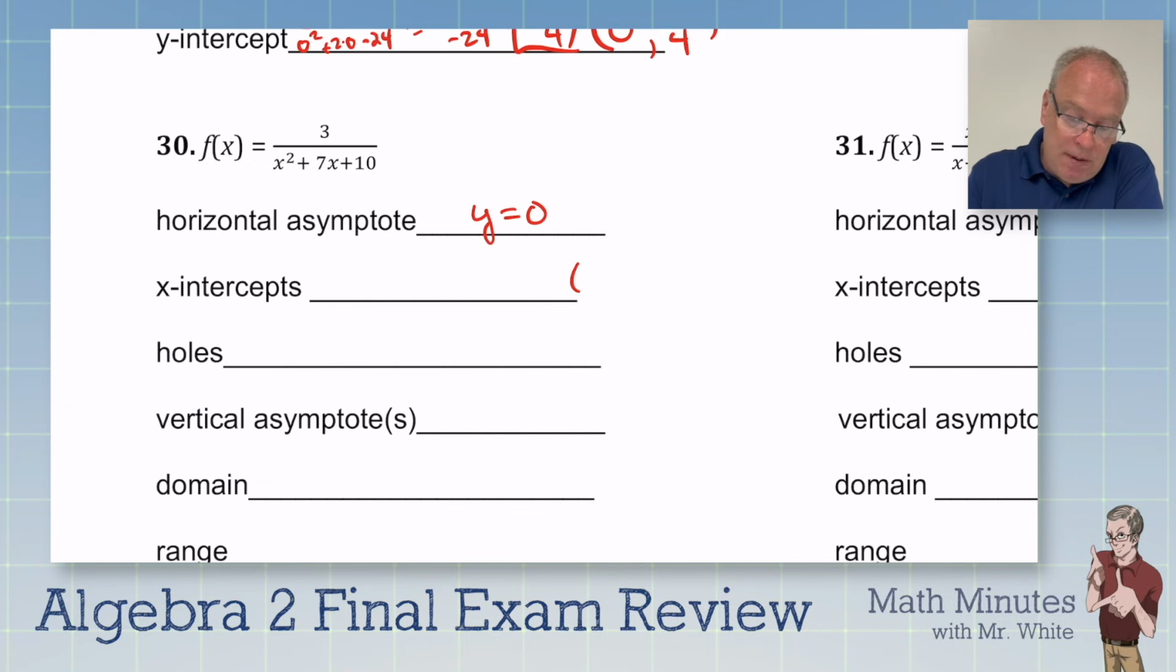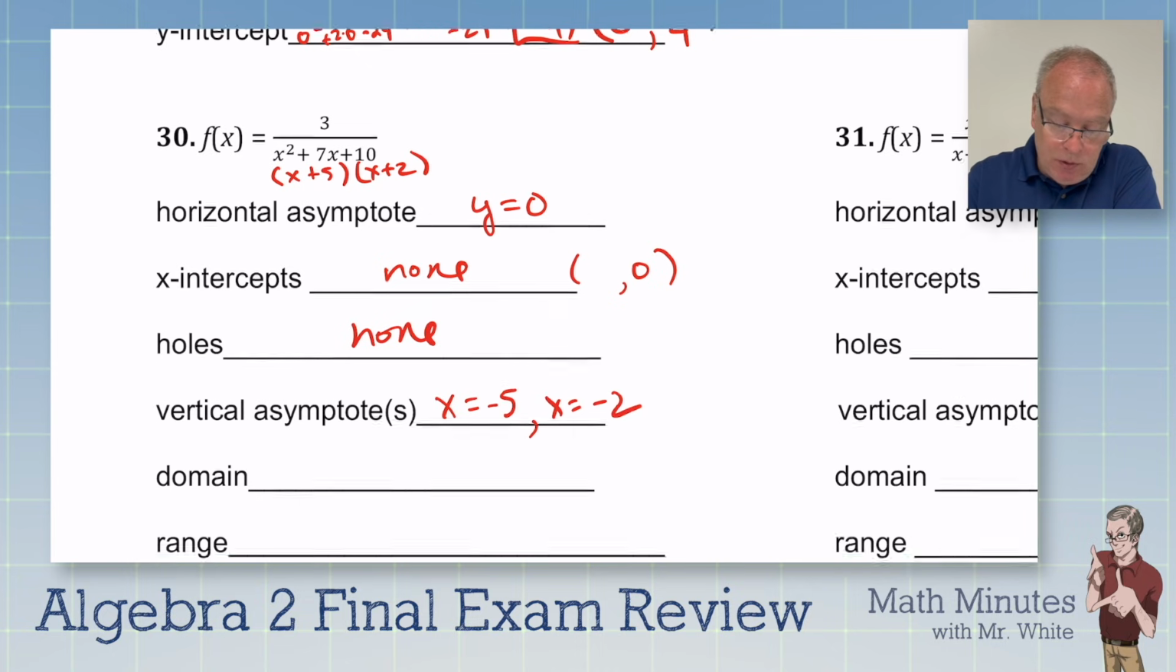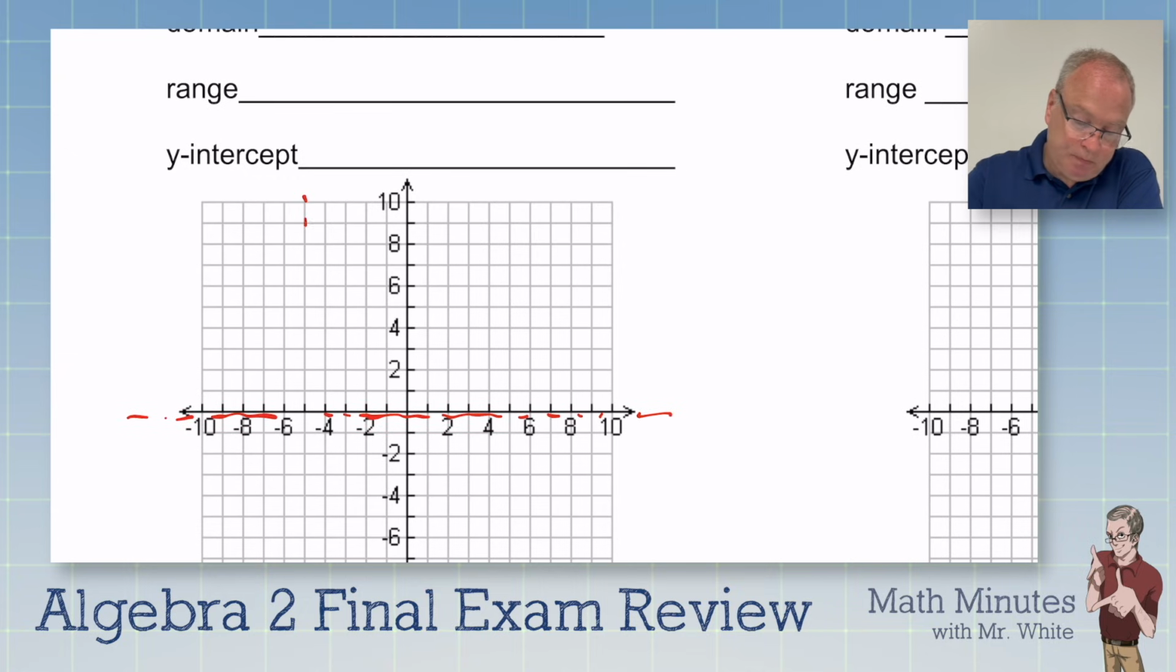X-intercepts are at something comma 0. So it's when the function spits out 0, which is never. So this will be none. Do we have any holes? Well, let's see. We're going to factor the bottom. It's x plus 5, x plus 2. But neither of those factors cancels anything in the top, so no holes. But we do have two vertical asymptotes at x equals negative 5 and x equals negative 2.